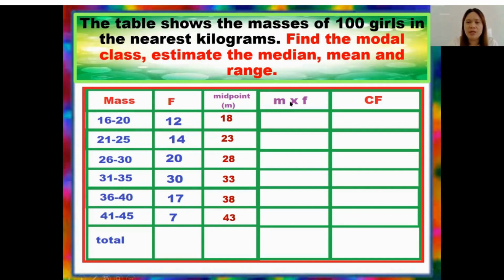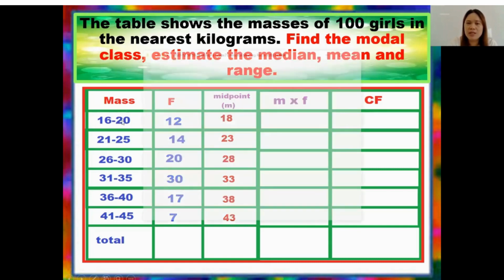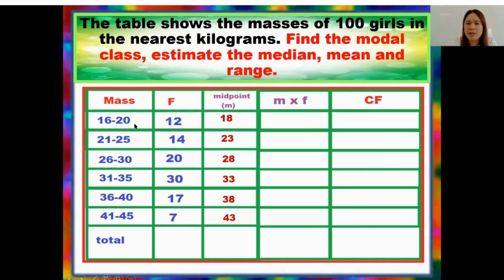The next column that you need is M times F, where M is the midpoint, as labeled here. Why? Because this is needed when we want to find the mean of a frequency table using grouped data. So we multiply the midpoint by the frequency. Remember, in the previous video we multiplied the frequency by the number in the first column, but that was only for exact numbers. In this case we have intervals, so we cannot just multiply by one number. We need to get the middle value and multiply it by the frequency.